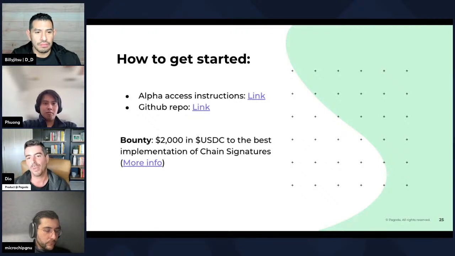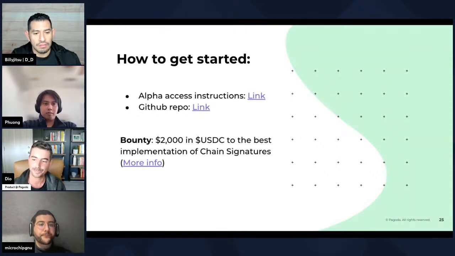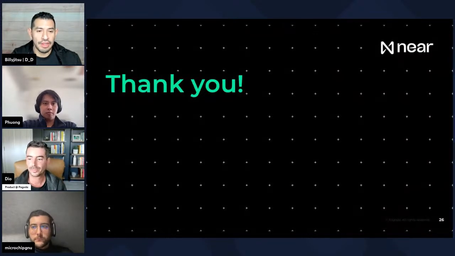And then, of course, we have this bounty of 2,000 USDC for the team that has the best implementation of chain signatures. Once again, there's some limitations on the API, but we're here to help, and we'll try to also make it to the next office hours to answer any questions you may have. Nice. We'll get that link to you shortly.